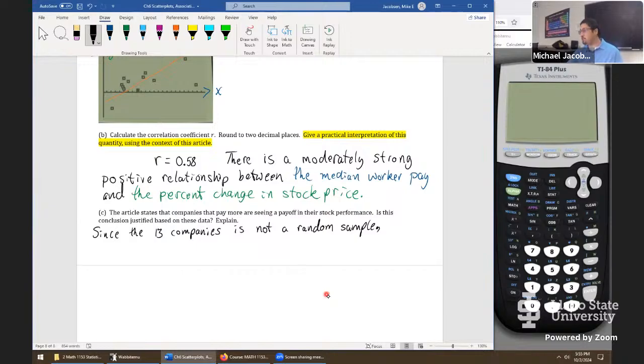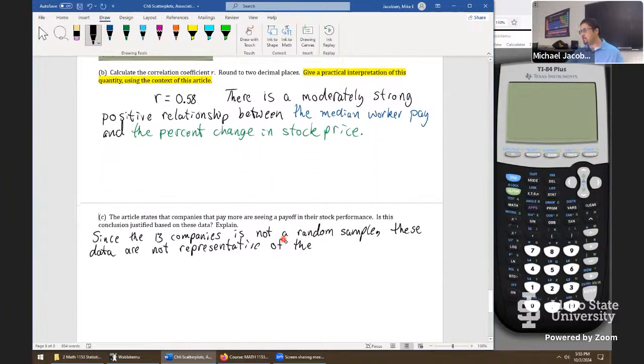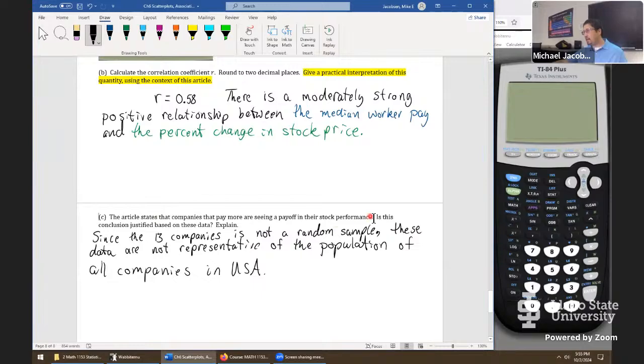So since the 13 companies is not a random sample, these data are not representative of the population of all companies in the United States of America, USA. So I would say this conclusion is not justified. It stands true for the 13 companies in the actual article. If the 13 companies is our population and that's all we care about, yeah, that's about right.